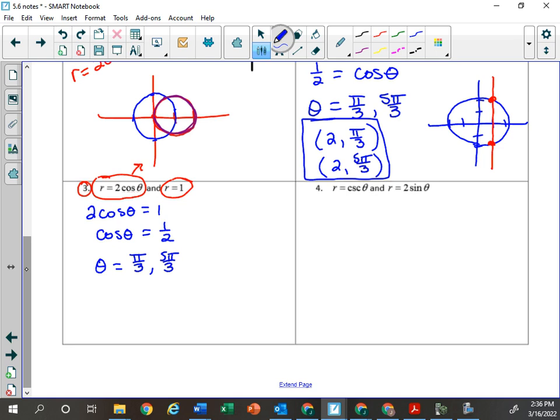Hey, could there be 8 answers for number 4? I think there's just 4 on that one, but we'll look at it. Guys, what is r when theta is pi over 3 or 5 pi over 3? 1. Wait, we're on number 3 here.